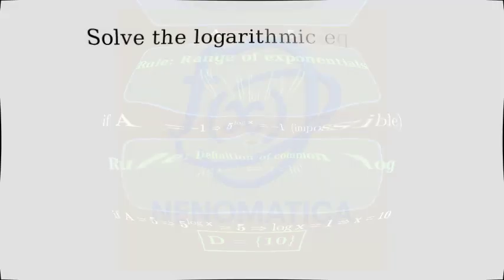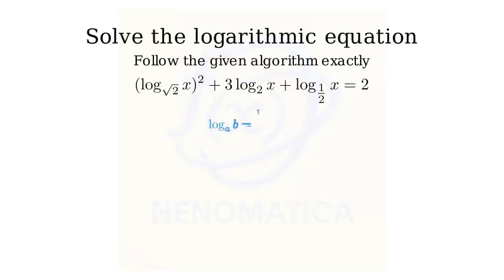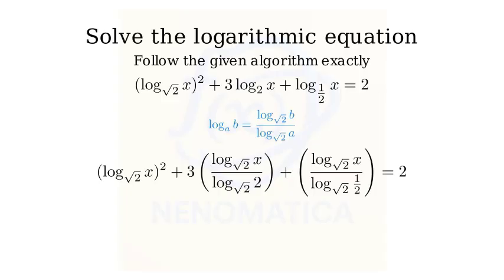Example: we will solve the logarithmic equation step by step, following the exact structure shown in the reference solution. The equation is open parenthesis log base square root of 2 of x close parenthesis squared plus 3 times log base 2 of x plus log base 1/2 of x equals 2. Step 1. Use the change of base formula to rewrite every logarithm with base square root of 2. That is, log base a of b equals log base square root of 2 of b divided by log base square root of 2 of a.